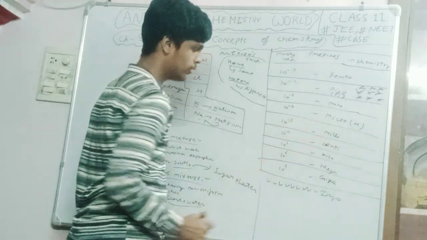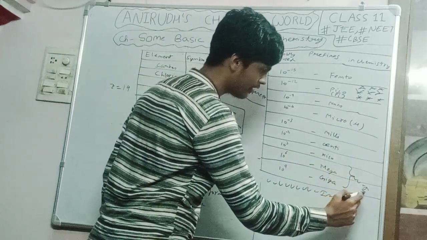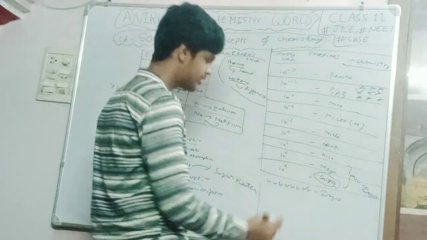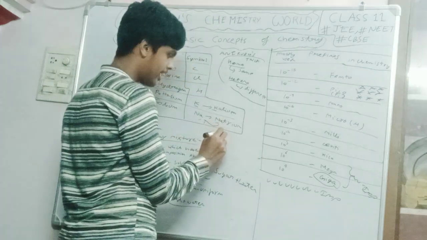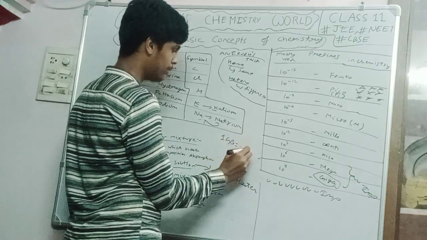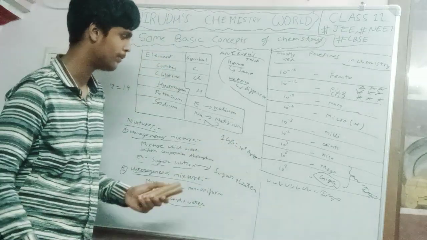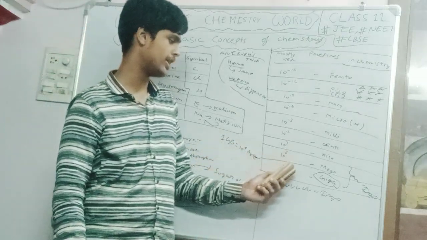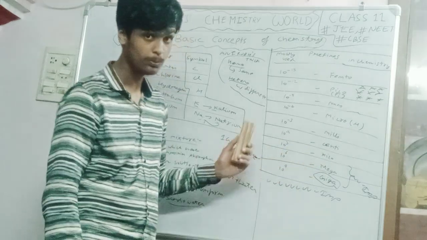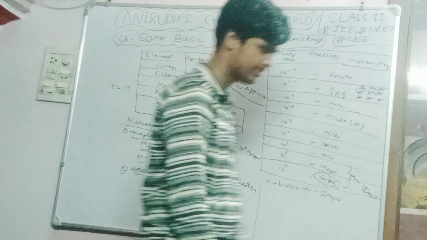10 to the power of 3 is kilo. 10 to the power of 6 is mega. These are also very important. Similar to pico, or more than pico, I can say giga is very important. Gigabyte: you will calculate the data in 1 gigabyte. What is 1 gigabyte? It's 10 to the power of 9 bytes. So 10 to the power of 9 means giga, and 10 to the power of 6 is mega. Very important. Note this.